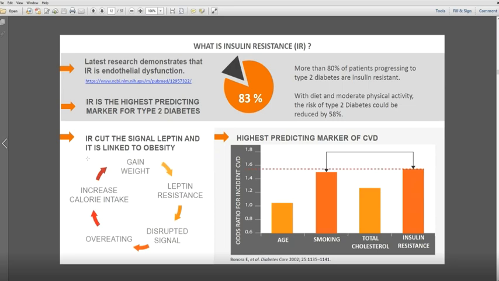We have a marker non-invasively that shows insulin resistance. So we have a marker for insulin resistance, which is very accurate.